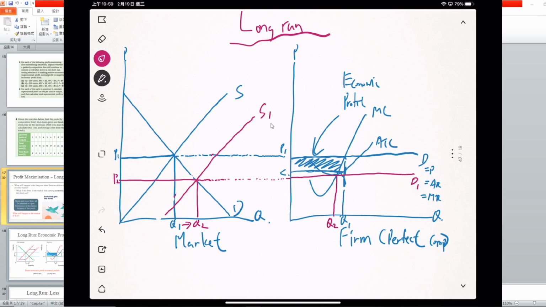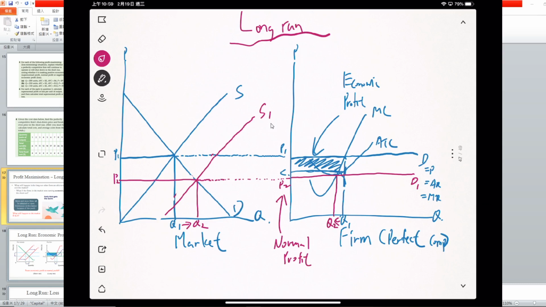But in the individual firms, they are going to produce less because now more firms are sharing the output with them. So this makes total sense. And the price you will see is getting lower, so they are earning a normal profit now. At P2, they are earning a normal profit. So that's the long run.